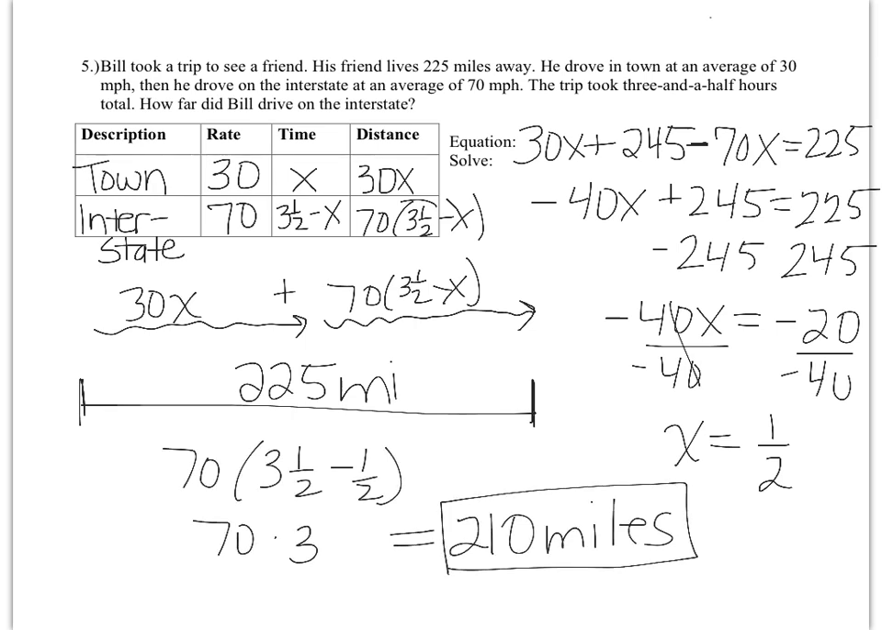Had I asked how long was he in town, well, how long he was in town is x, so that would be 1/2. How long was he on the interstate? Well, that would be 3 hours, because 3.5 minus x is 3. If I said how far did he travel in town, that would be 30 times 1/2. Okay, so you're just using your chart to answer whatever the question is. All right, so now let's summarize what we just did.